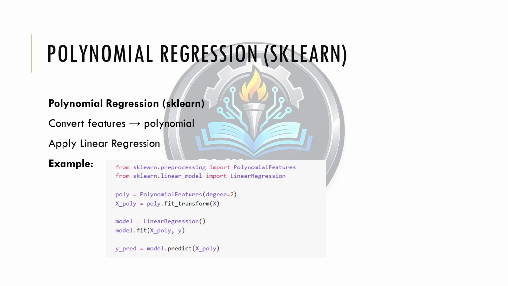Now we'll try to understand polynomial regression using sklearn. First, we use polynomial features to convert our input into higher degree terms. For example, it automatically creates x squared or x cubed and so on. Then we apply linear regression on these transformed features. So even though we call it polynomial regression, we are still using linear regression, just with modified inputs. Finally, we use the model to make the predictions.